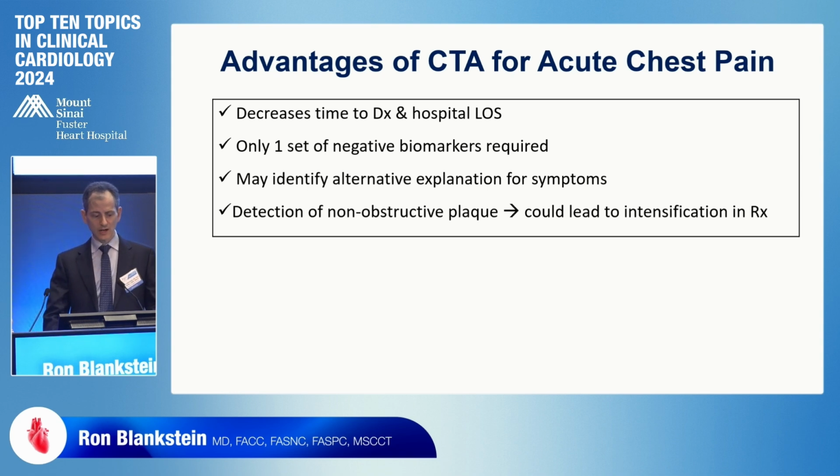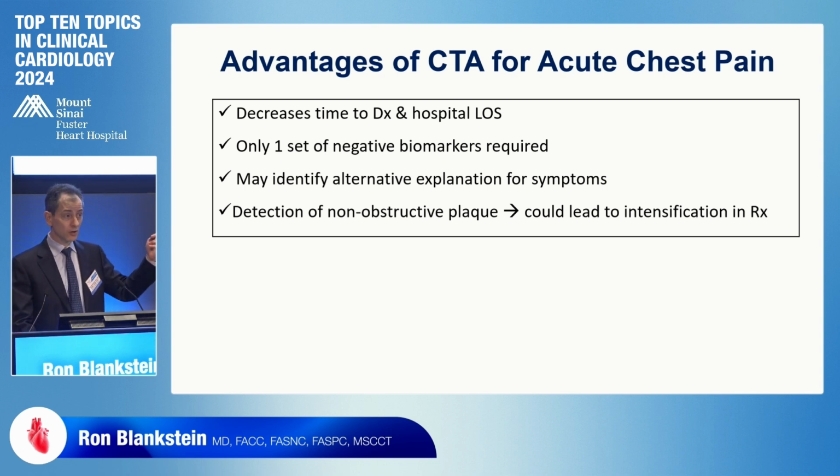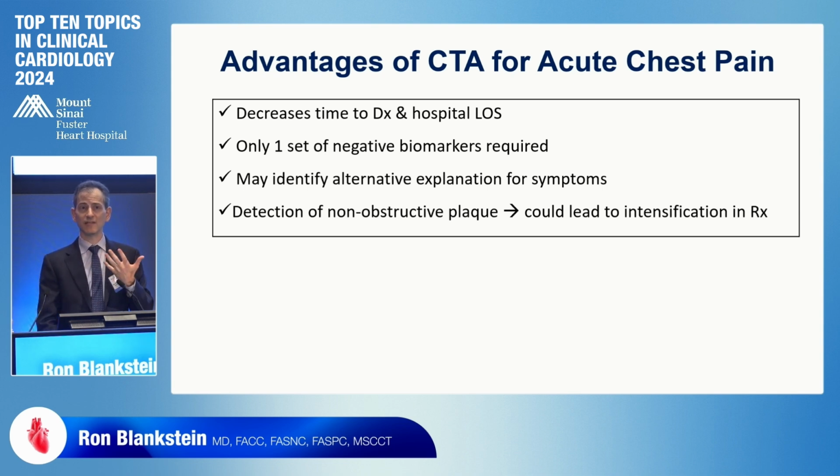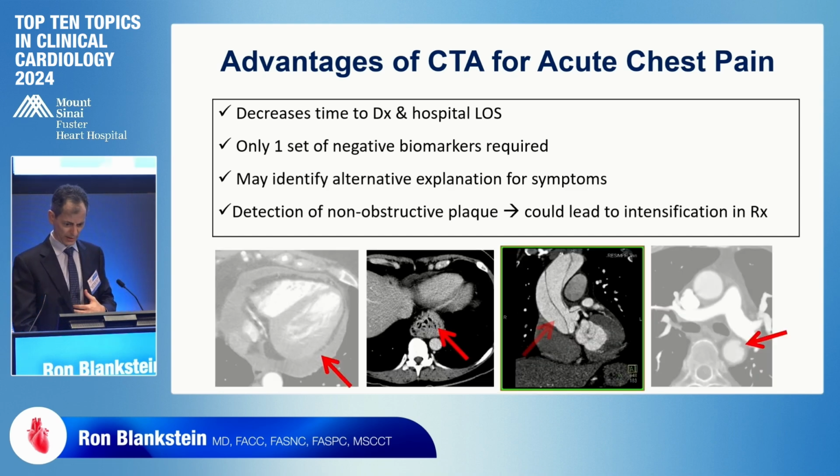Part of that was because back at that time, 10 years ago, you needed to have 2 negative sets of enzymes before you could do a nuclear stress test or an exercise treadmill test. Today, with high sensitivity troponin, we can check troponin earlier, and you actually can get away with checking only a single high sensitivity troponin. So I think the advantage between CT and other tests has kind of diminished over time, at least the advantage of being able to do the test quickly.